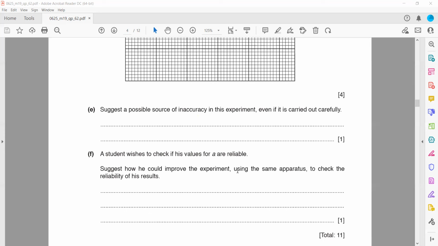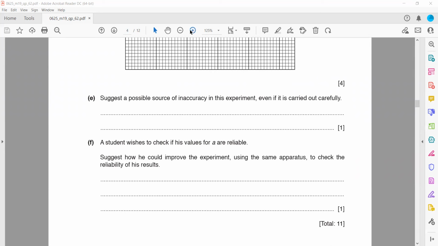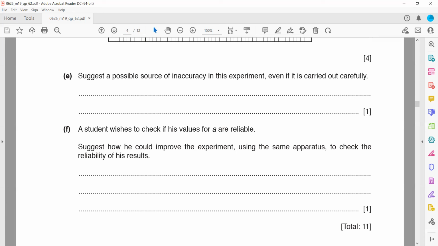Depending on the question, suggest a possible source of inaccuracy for this type of experiment in which we are using the optical pin. What are the possible sources of inaccuracy? Maybe because we are measuring the angle theta, it may be inaccurate. Thick lines are used, thick pins are used, or parallax error while measuring the angle. So the possible sources of error are thick lines, thick pins, and the thickness of the mirror.